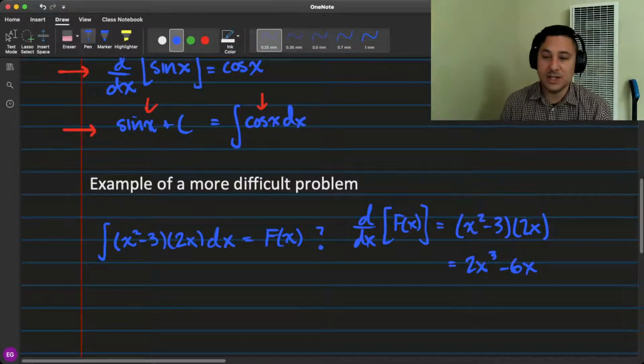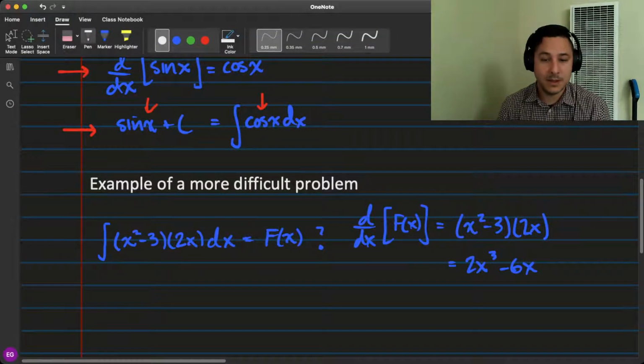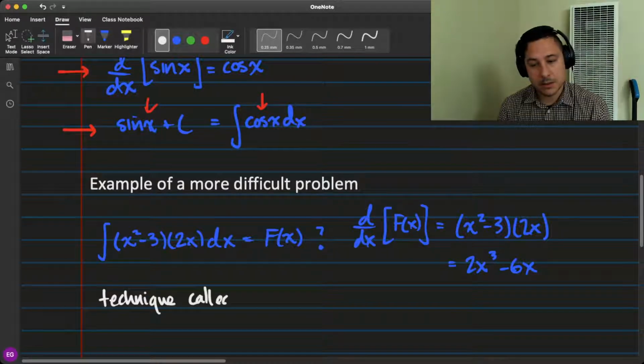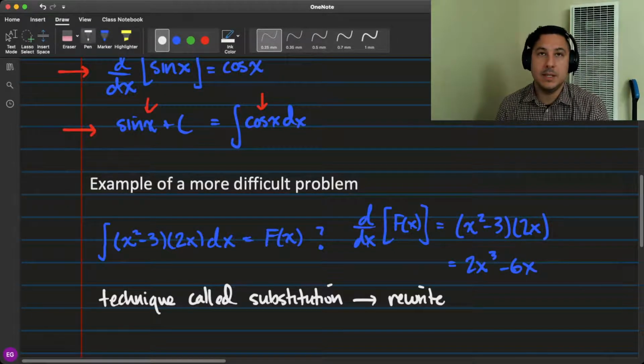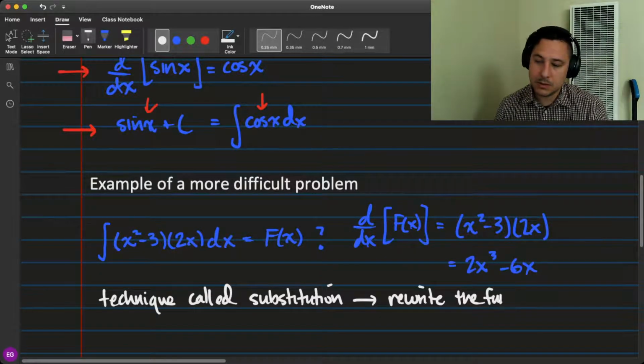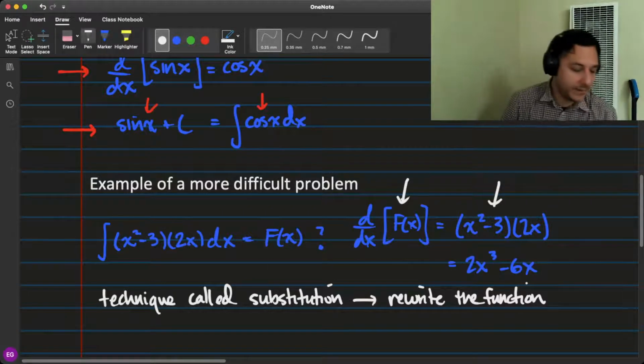There's an interesting technique we're going to use to make problems like this simpler, and it's called substitution. Basically, you rewrite your function so it's easier to recognize what derivative rule you need to use. You're trying to figure out what function has this as its derivative, and after rewriting, it'll be easier to see what that is.